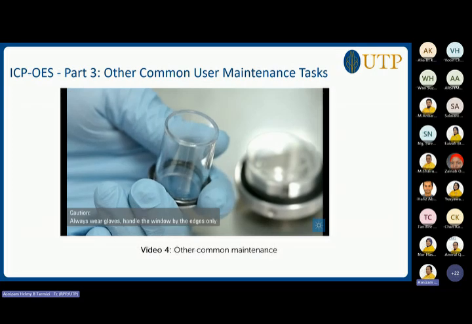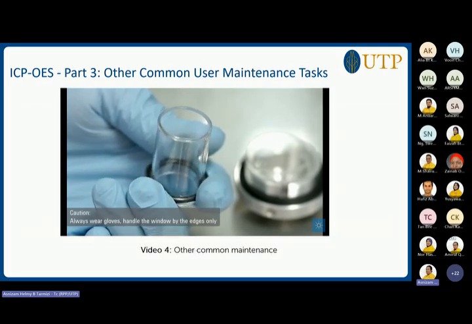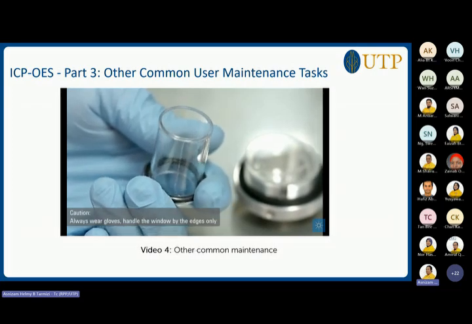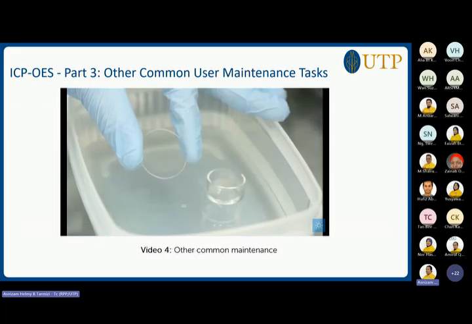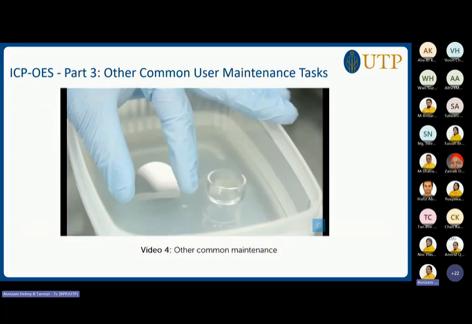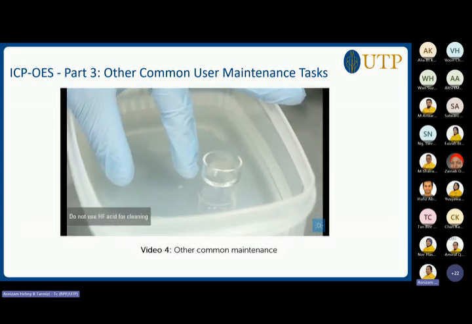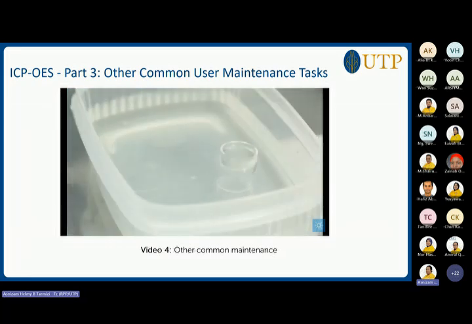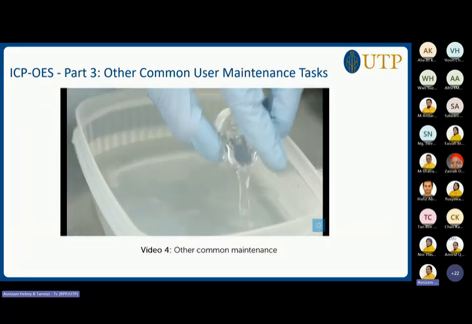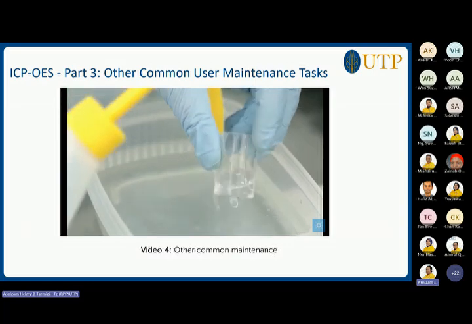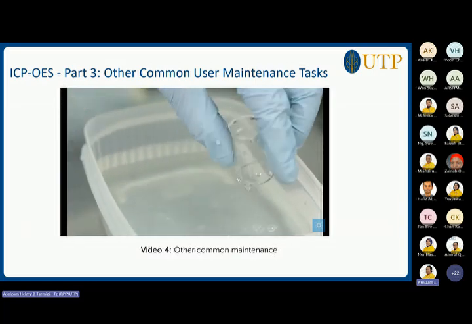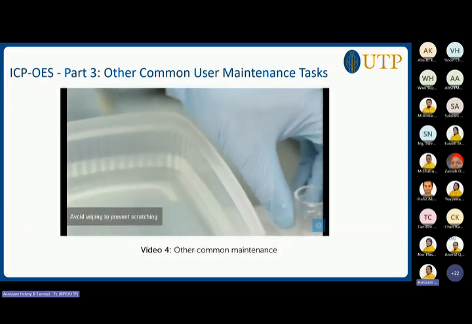Inspect the windows. If the windows are scratched or badly etched, replace them. This degradation may not be apparent, but you may notice a drop in UV performance. Soak the windows in a warm solution of dilute nitric acid for about an hour. Rinse the windows thoroughly with deionized water. Allow to dry.